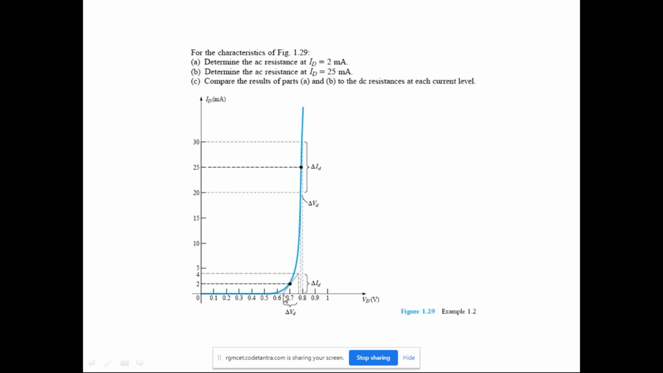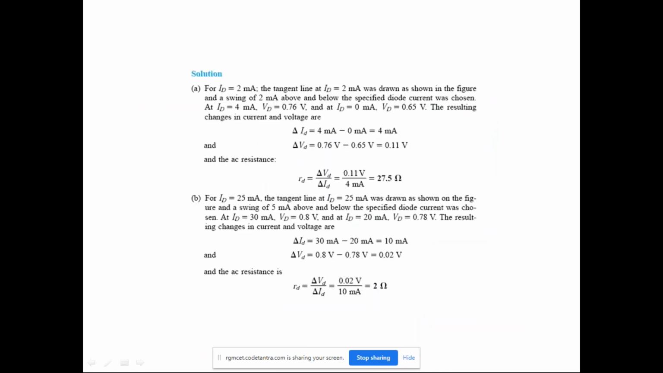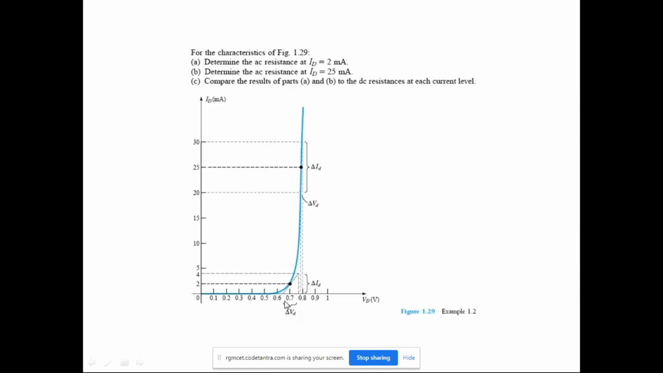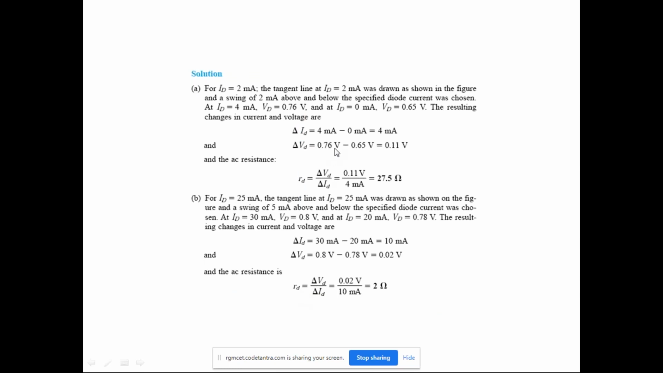What about the voltage? This is one level, this is another level. Now here, the first case: what is the total change in ID? Total change in ID is equal to 4 milliamperes minus 0, that is equal to 4 milliamperes. Then total change in VD, this level and this level: 0.76 minus 0.65, that is equal to 0.11. Then the resistance is 27.5 ohms. That is the AC resistance or dynamic resistance.